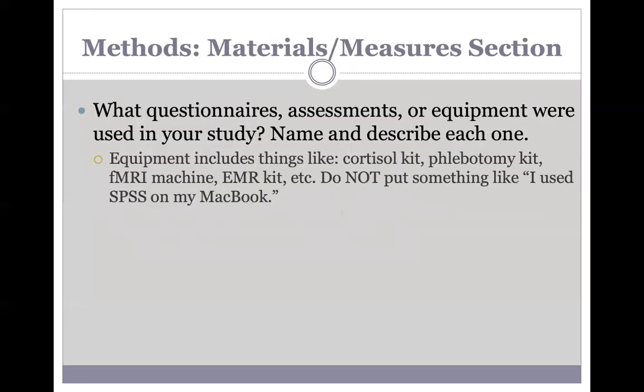So the other section in the method section, well, there's 2 more, is the material/measures section. You want to talk about the questionnaires, assessments, or equipment that were used in your study, and you want to name and describe each one. These are just random examples of equipment that you want to touch on: a cortisol kit, a phlebotomy kit, an fMRI machine, an EEG, which I think is the brain one, or EKG is another one, stuff like that.